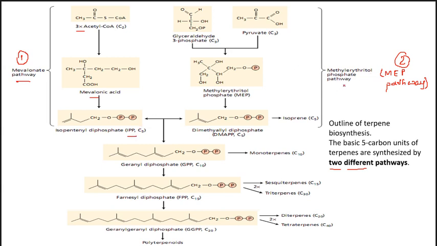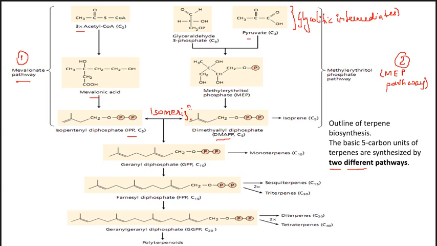In the methyl erythritol phosphate pathway, what happens? Glyceraldehyde triphosphate and pyruvate, which are glycolytic intermediates, combine to form methyl erythritol phosphate, which will form DMAPP. Now what is DMAPP? DMAPP is an isomer of IPP.